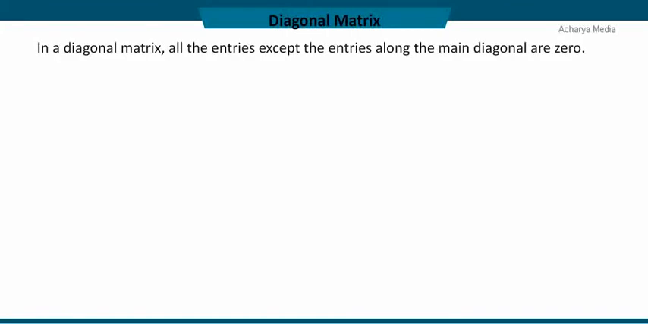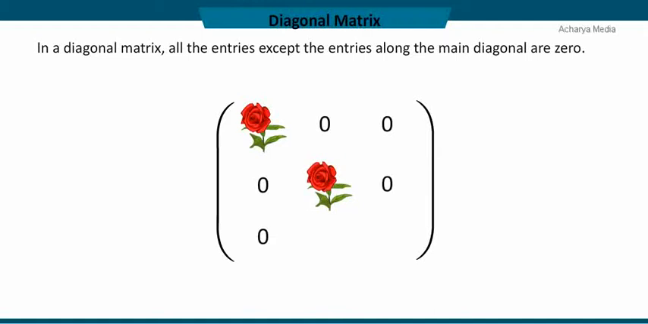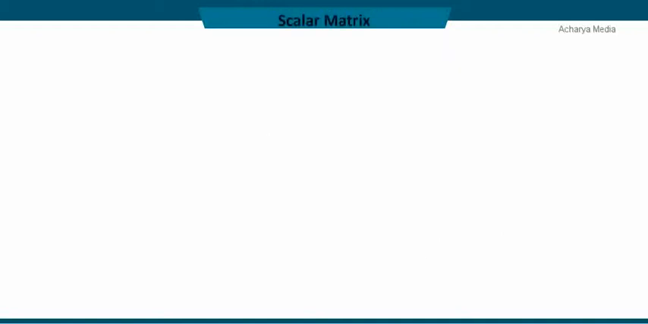Now let us discuss the diagonal matrix. In a diagonal matrix, all the entries except the entries along the main diagonal are 0. In the matrix given below, there are 3 different rows representing 3 different numbers along the principal diagonal, and the remaining elements are 0.